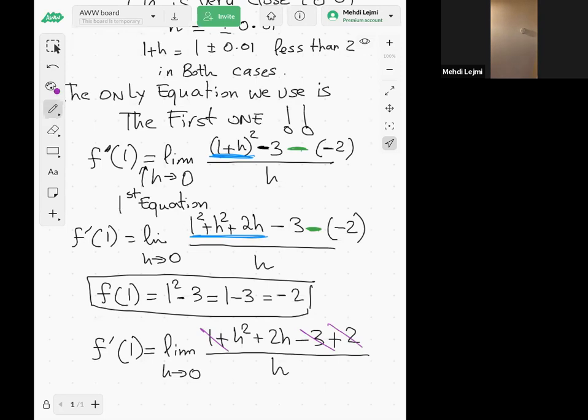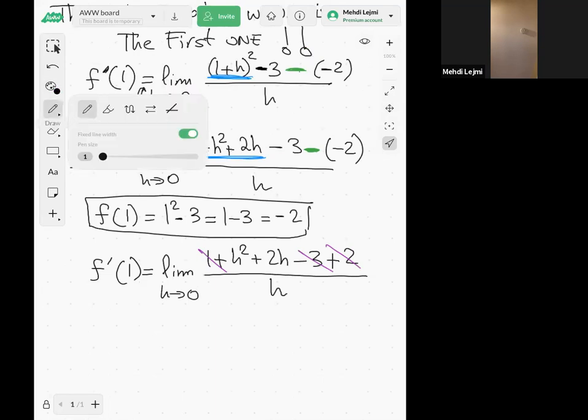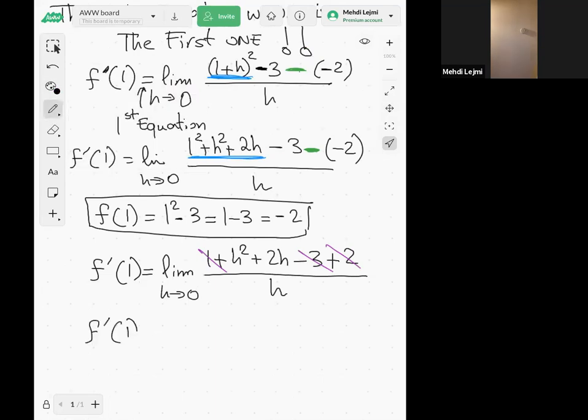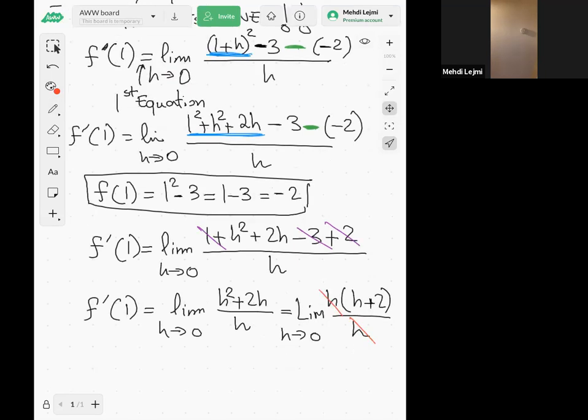So f prime of one is the limit, h going to zero, of h squared plus 2h over h. If you replace h by zero, you're going to have zero over zero, that's an indeterminate form. So we have to factor out h. Factor out h in the top: h times h plus two, over h. The h in the top and h in the bottom cancel out, so it's just h plus two.